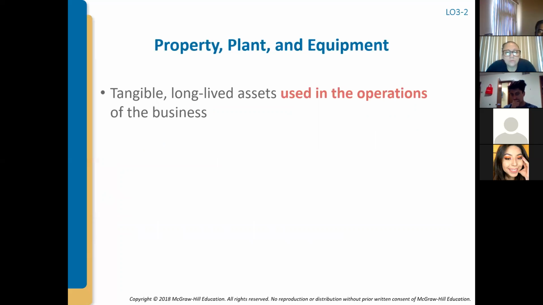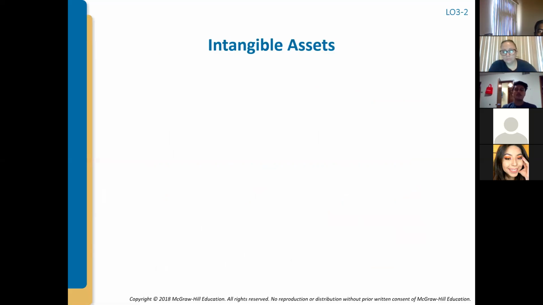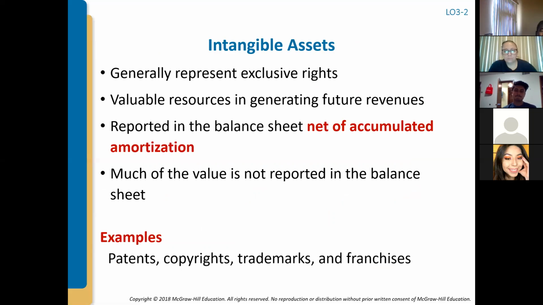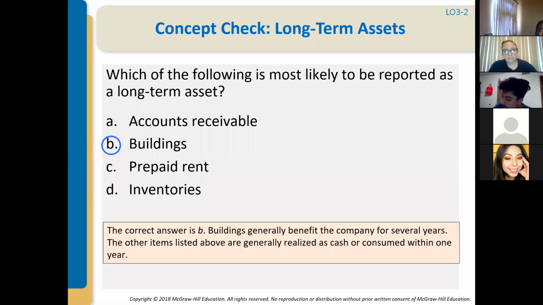Property, plant, and equipment, say land, building, equipment, machinery, furniture, vehicles, as well as natural resources such as mineral mines, timber tracts, and oil wells. Intangible assets are patents, copyrights, trademarks, and franchises. These are long-term assets, along with prepaid expenses.